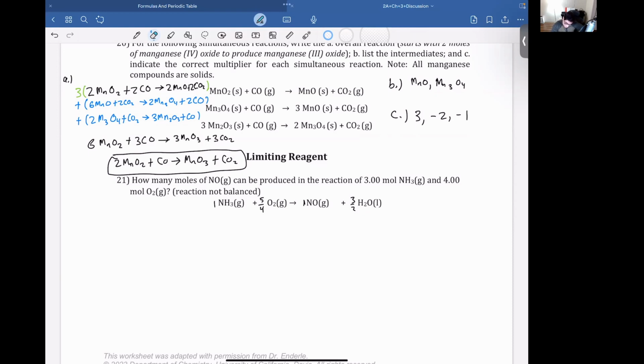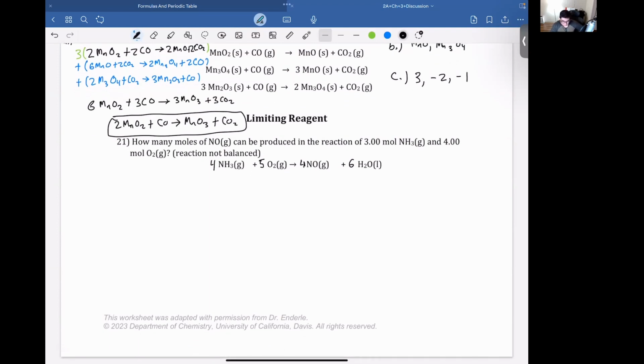Now we don't want the fractions, so I'm going to go ahead and multiply everything by 4. So that's now 4 instead of 1. 4 is the biggest denominator. That's 5. That's 4. Then this is 6. And now it's balanced.